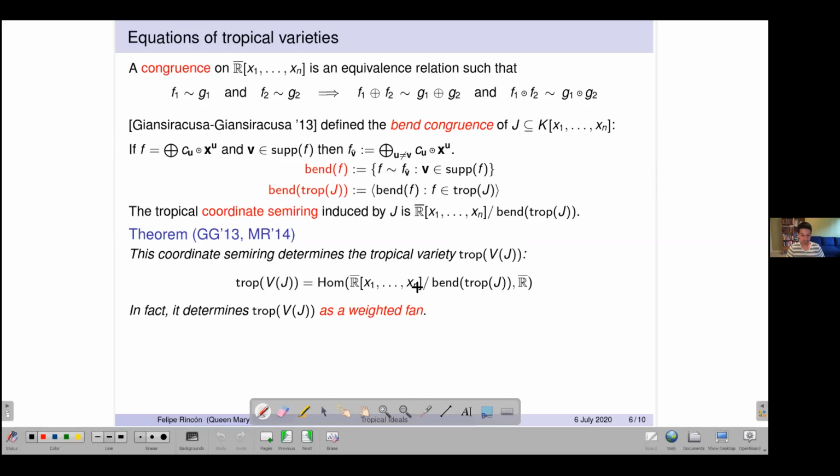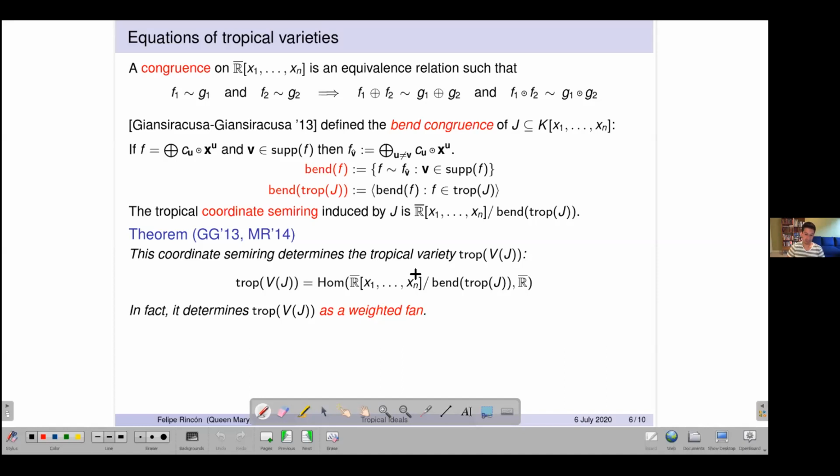Why is this? Well, because how do you define a homomorphism from this quotient semiring into the tropical numbers? What you need to do is define a homomorphism from the original big polynomial semiring, and it needs to be well behaved with respect to your congruence. So it needs to be constant on the equivalence classes of your congruence. So what that's saying is, you choose where to send x1, you choose where to send x2, up to where to send xn. That's giving you a point in affine space.